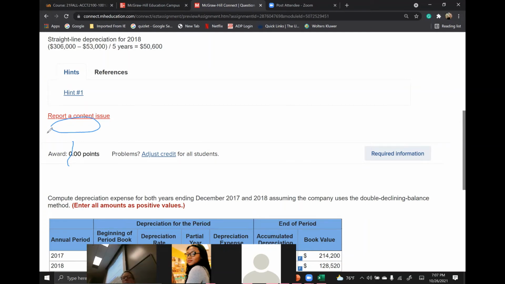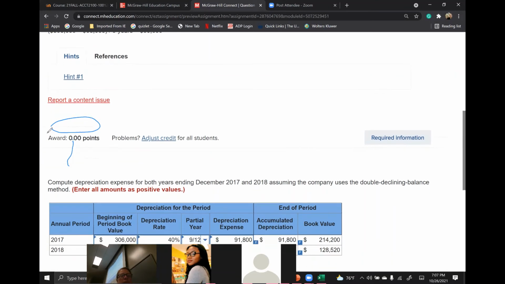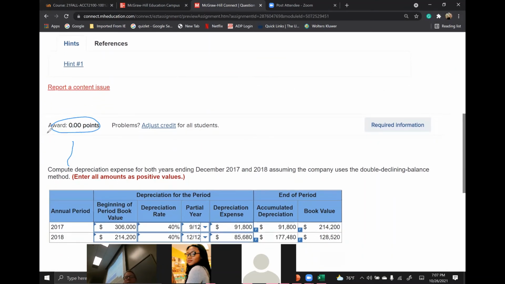and then multiply that by the 40%. Okay, so for 2017, the beginning book value is 306,000. That's what we have as a cost. We're going to multiply it by the 40%. I just told you how we came up with that. It's a partial year, so that's the same thing. So we're going to have 9/12. So we have it for 9 months. And so my depreciation expense is going to be 91,800.